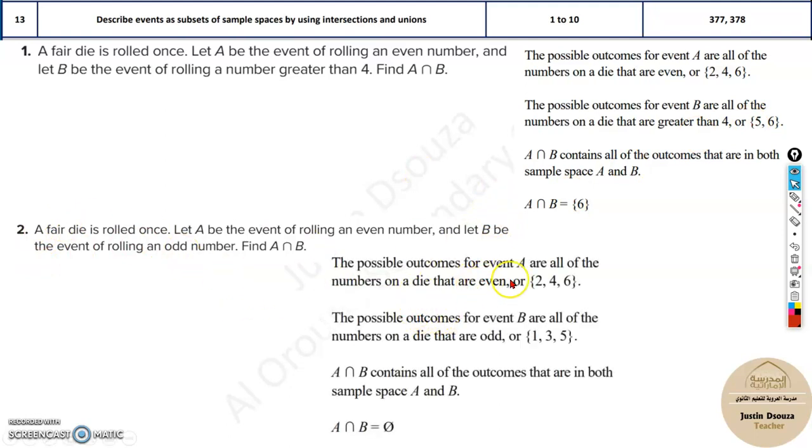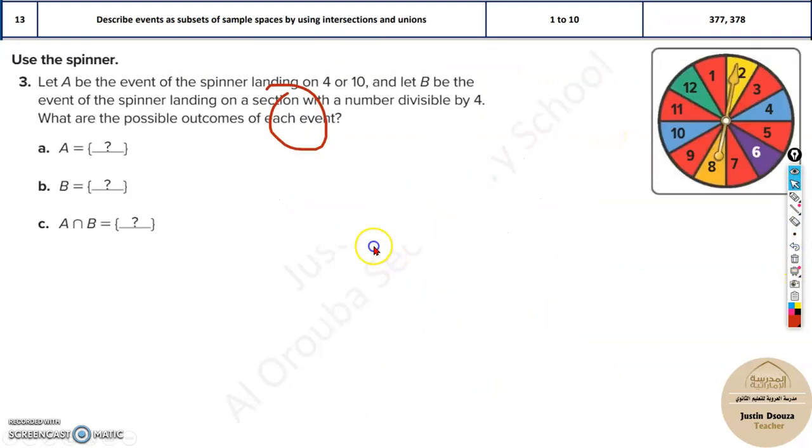They have asked you about even numbers and odd numbers. Even are 2, 4, 6 and 1, 3, 5 are odd. Now you can see there is no common thing, no intersection, because over here it's 1, 3, 5 and over here it's 2, 4, 6. They are different numbers. When there's nothing, you write this symbol, null set. That's an empty set or null set. So that is the answer.